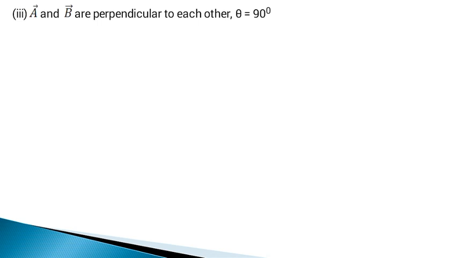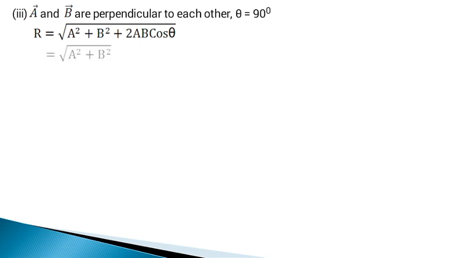Now what if the two vectors are acting at right angle to each other? If two vectors are perpendicular to each other, the angle between them theta equals 90 degree. Substituting theta equals 90 degree in this equation, R equals root over A square plus B square plus 2AB cos theta, we have R equals root over A square plus B square. In this case, we can just use Pythagoras theorem to obtain the magnitude of resultant. Since they are acting perpendicular to each other, Pythagoras theorem works here.